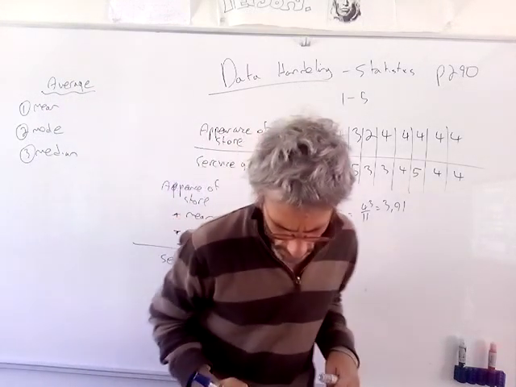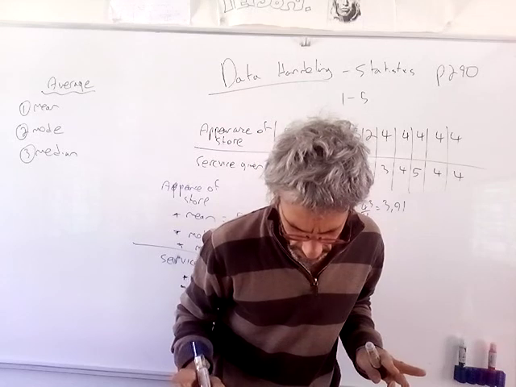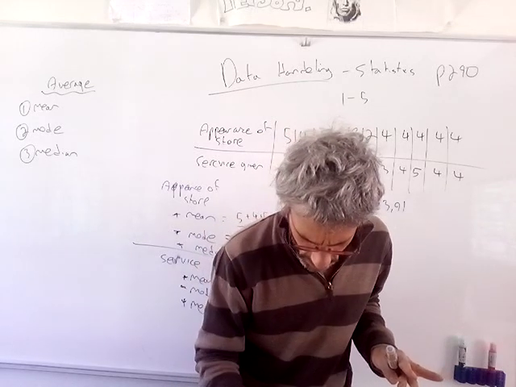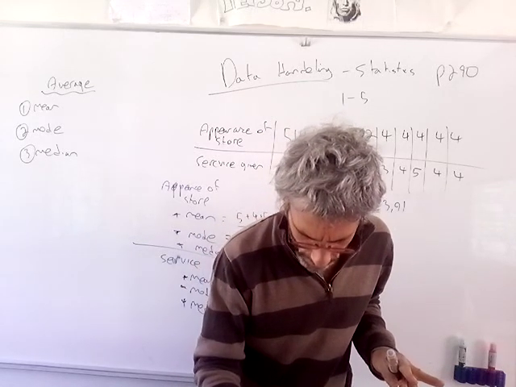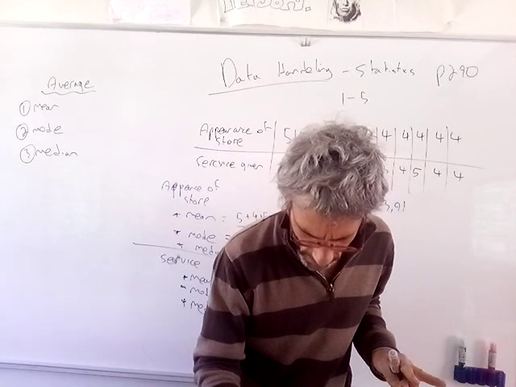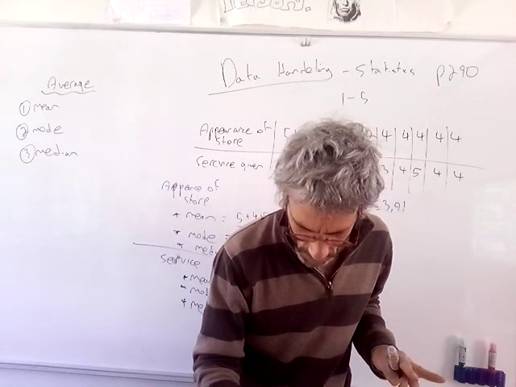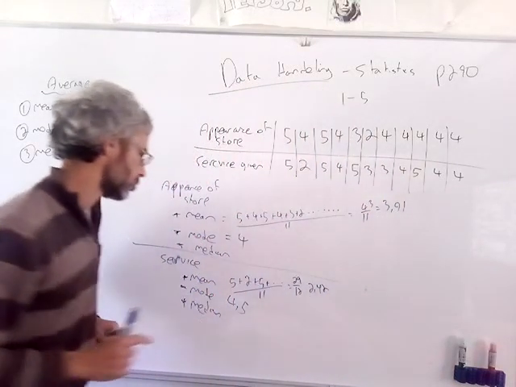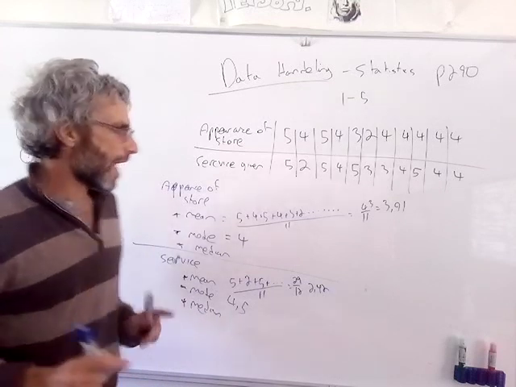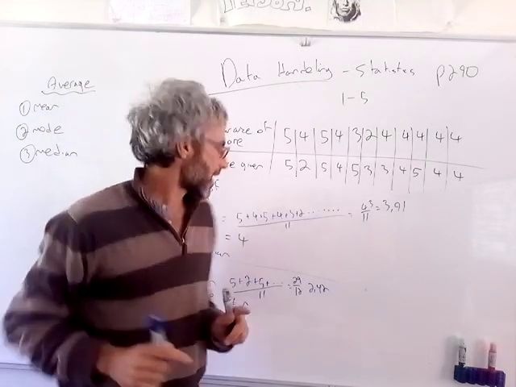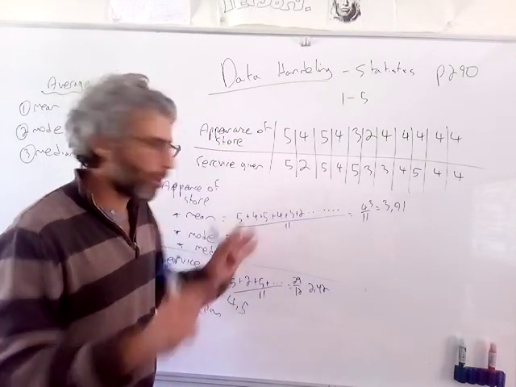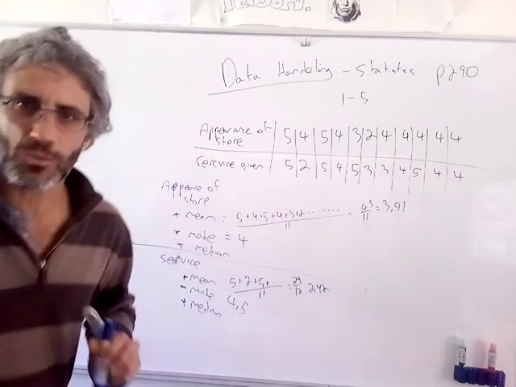I'm just going to check that I've got it right here. Bimodal, we're going to have 2 modes, okay, 4 and 5, bimodal. And that leaves us with the median. I'm probably just going to erase a little bit to make some space for this.